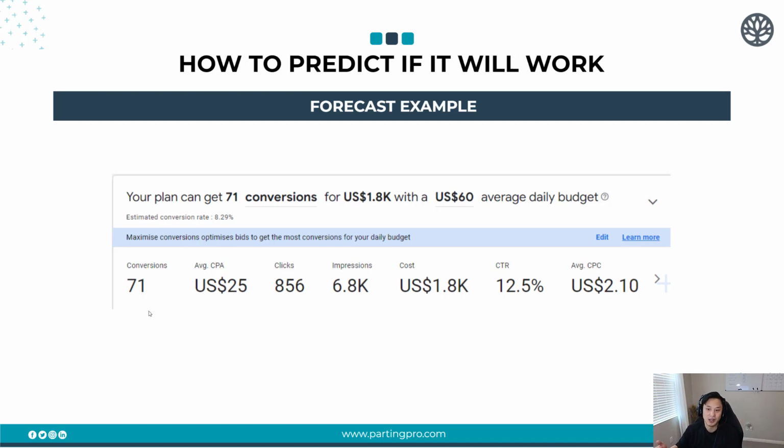So you want to be really aware of how this works, and you want to make sure that your market's big enough and that you want to be aware of what the competition is doing before you start advertising.